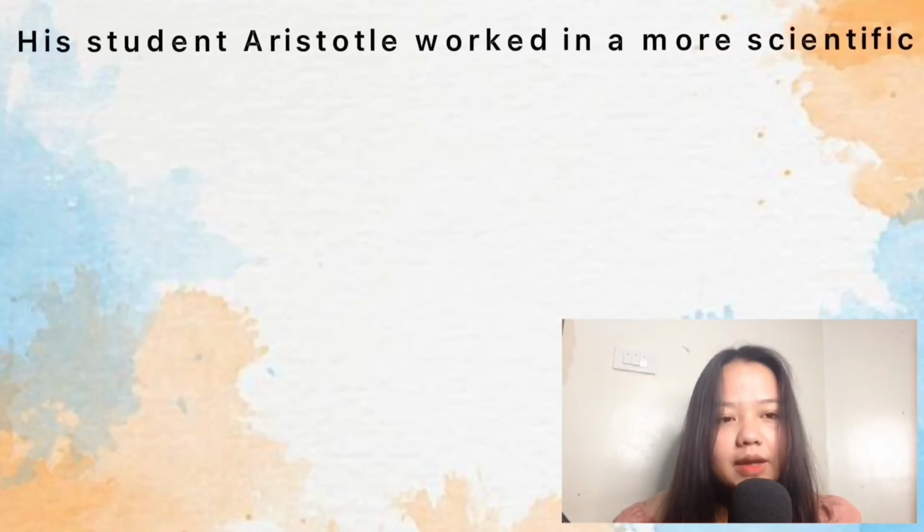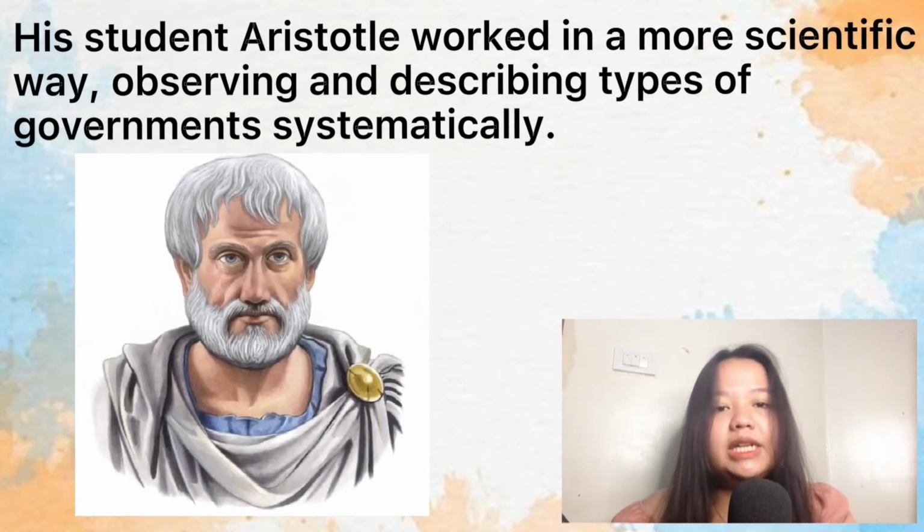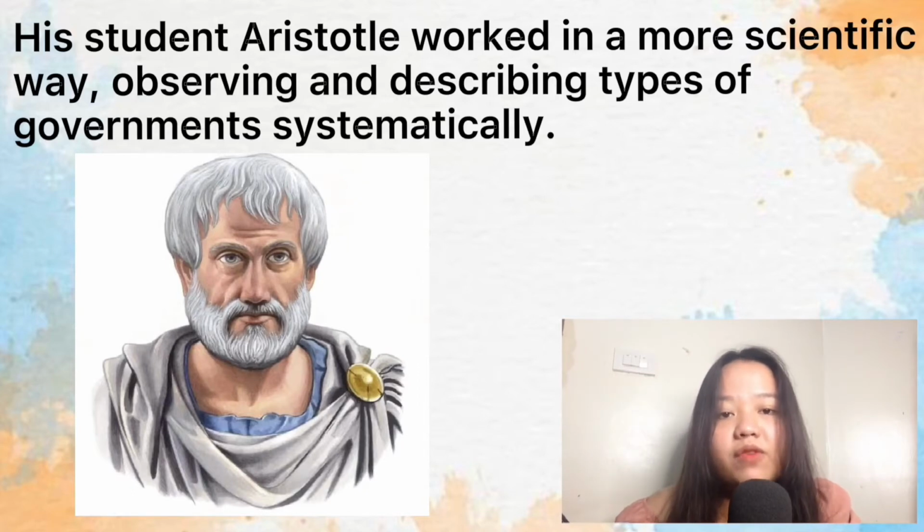He discovered it because of his curiosity about what would happen if we talk about justice and politics, what would happen with the constitution of good government, and what is best for humanity. While he was teaching, he had a student named Aristotle, and Aristotle worked in a more scientific way, observing and describing types of governments systematically.